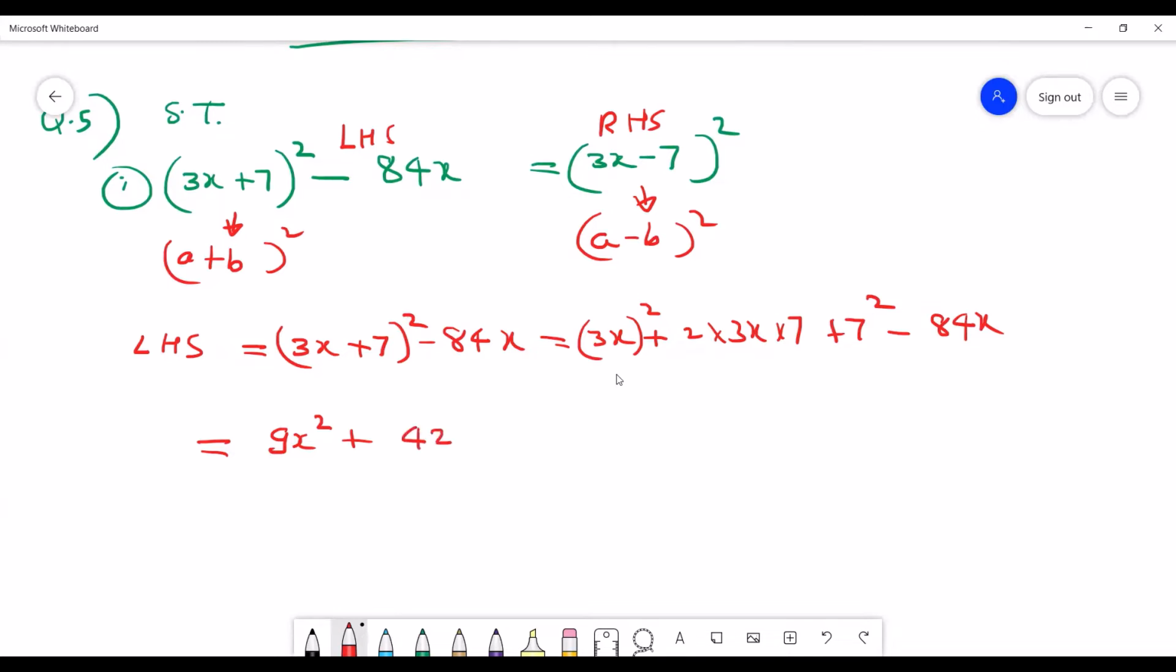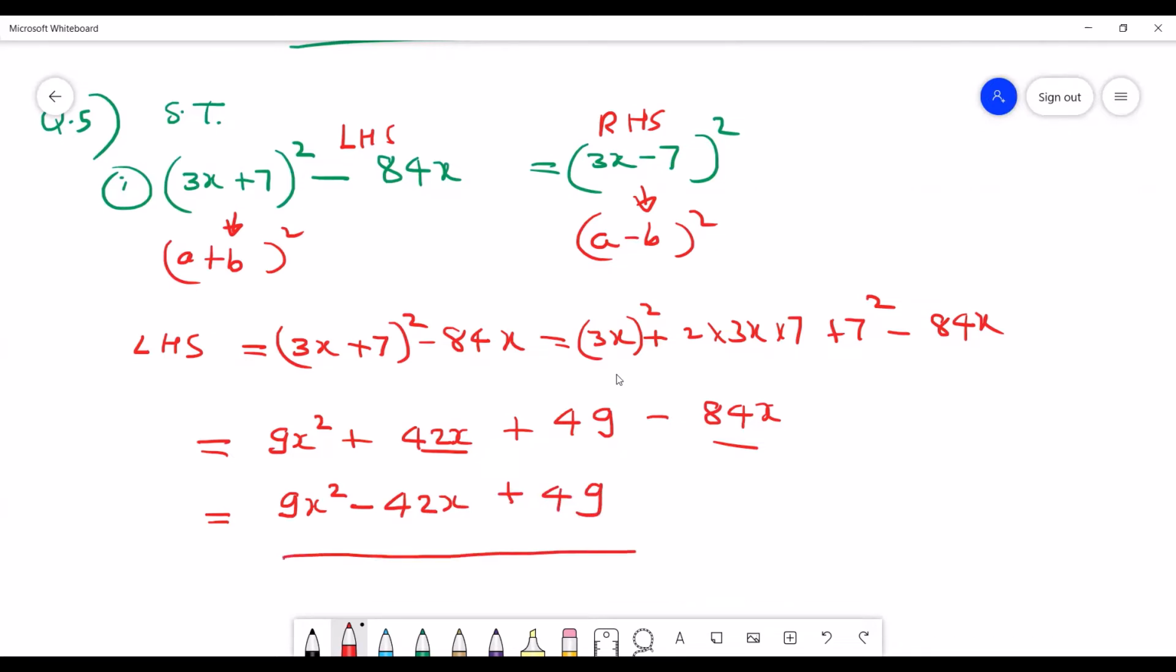So 42x plus 49 minus 84x. So this we will get as 9x square. This and this you can do the minus. So we will get here minus 84 and minus 42 means minus 42x you will get. Minus 42x plus 49.